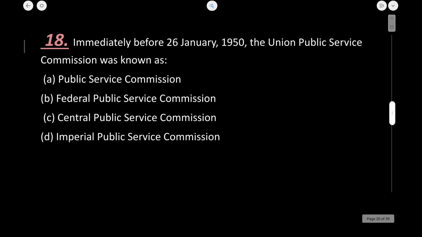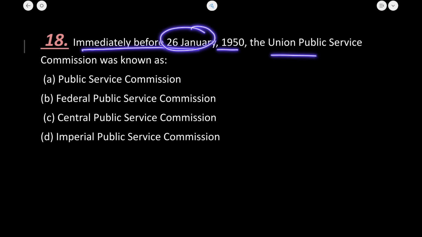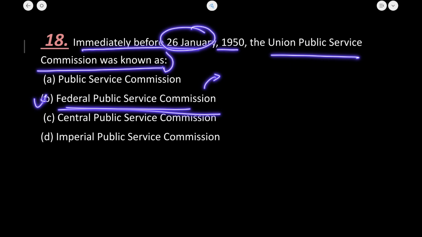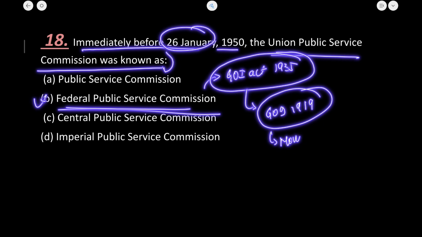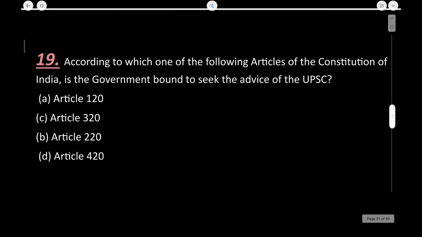Now next question is, immediately before 26 January 1950, the UPSC was known as the Federal Public Service Commission, and the provisions were made in the Government of India Act. If I talk about the origin of the UPSC, it can be traced back to the Government of India Act of 1919, which is also known as the Montagu-Chelmsford reforms. So B is the correct answer here. Let's now move to the next question.